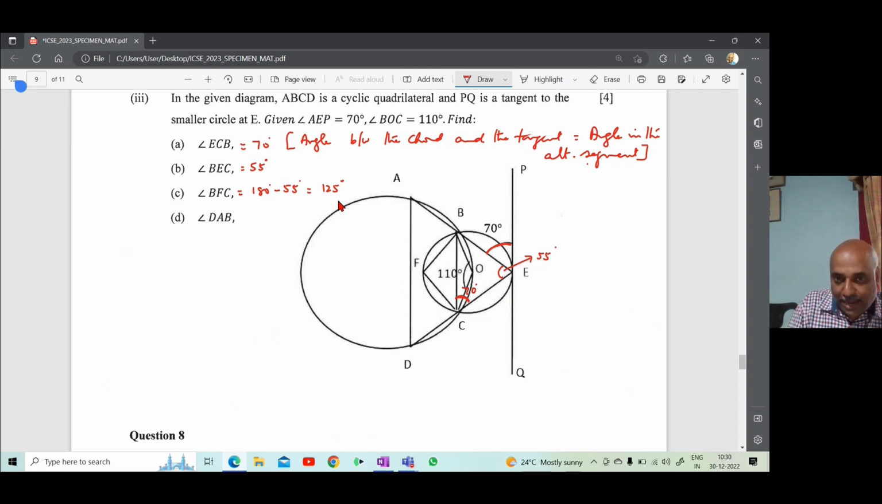So why do you say that? You can write it within bracket, opposite angles of a cyclic quadrilateral. So this angle will be 125 degrees because they are opposite angles of a cyclic quadrilateral.